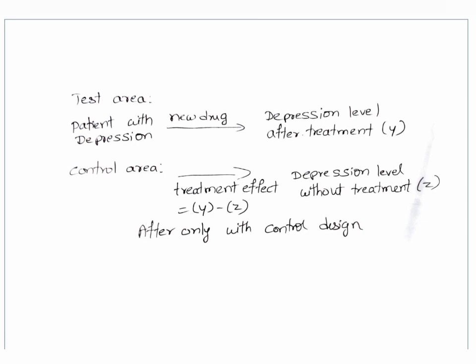In this design, the dependent variable is measured in a test group and a control group after the treatment has been introduced. However, there is no pre-test measurement. This means that it is difficult to determine whether the difference between the two groups is due to the treatment or to differences between the groups that existed before the treatment was introduced.